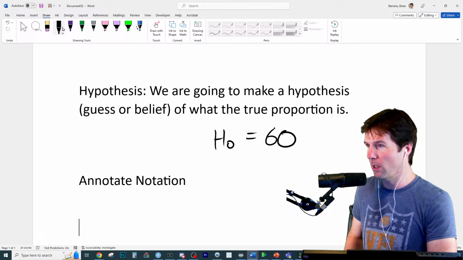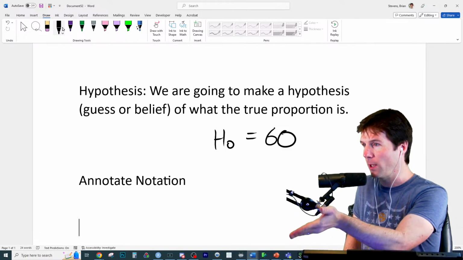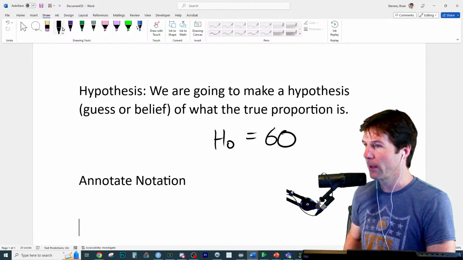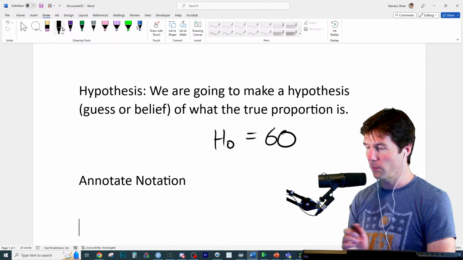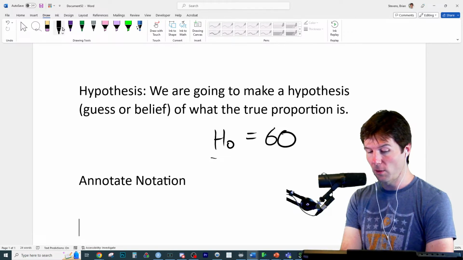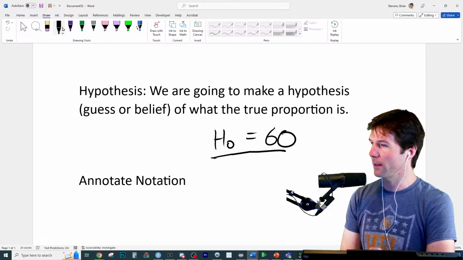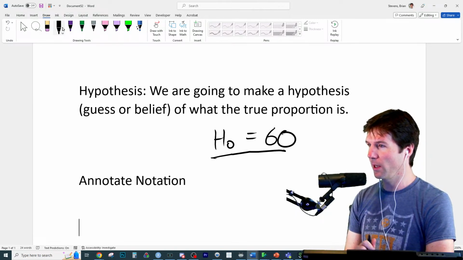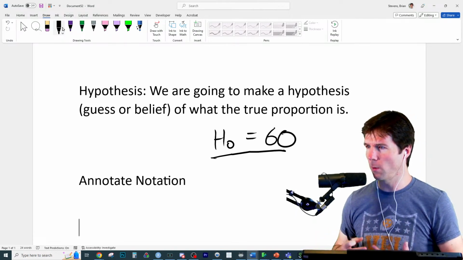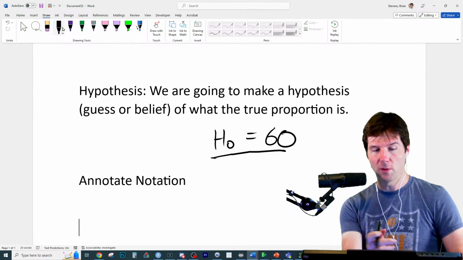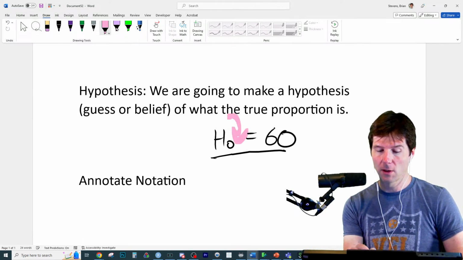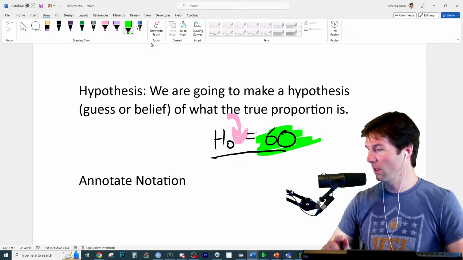So we need to think about, what are we saying? We always try to read it as a sentence. My null hypothesis equals 60. So what are we missing? We're doing the steps to make sure we understand what we're saying and what we're doing. So a few questions. We're missing something here. And then what does 60 mean?